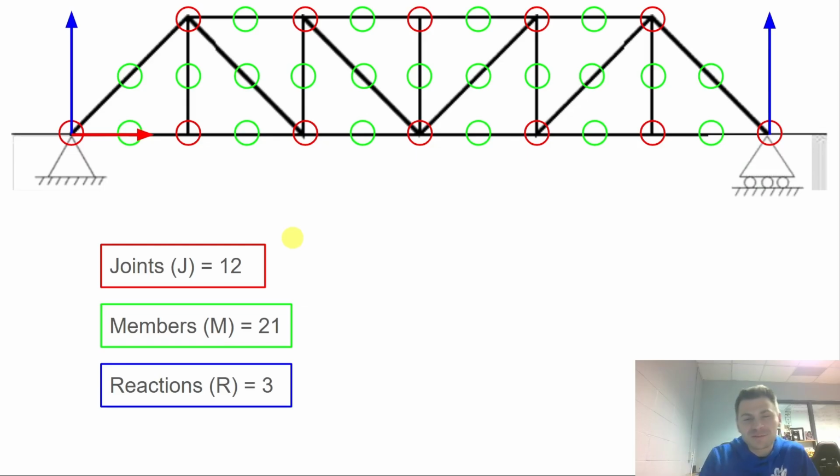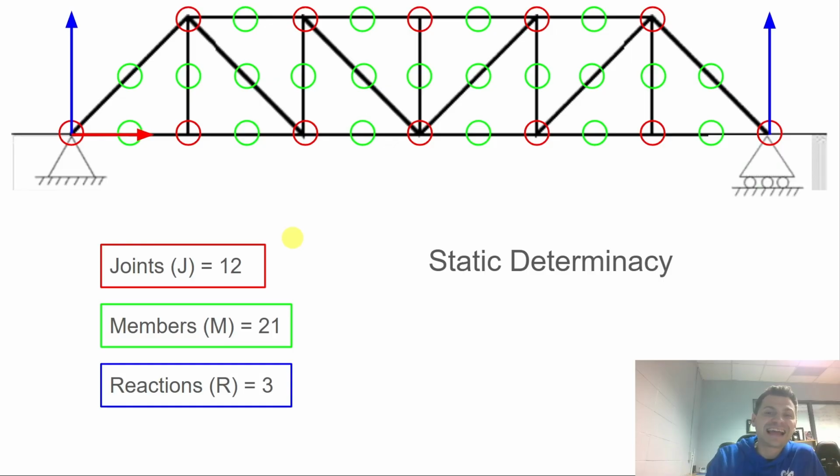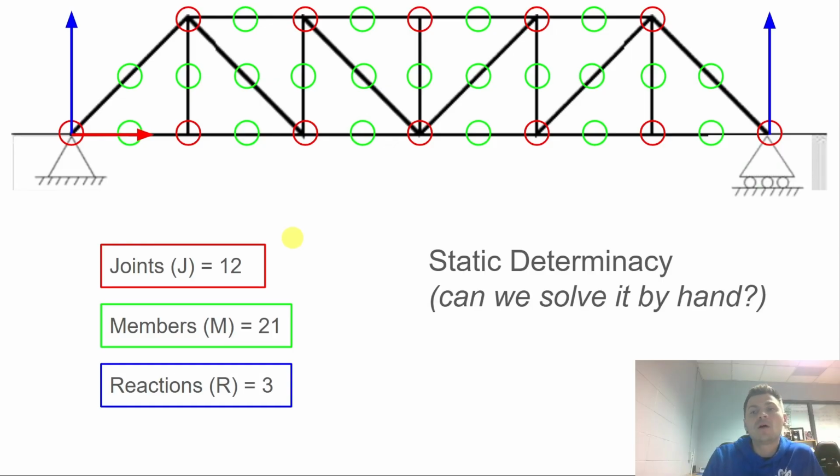Now the reason we do that, the reason we count all this isn't just for fun, though hopefully you're able to count up to 21, but it's to determine something we call static determinacy. What static determinacy means is just a fancy way of saying, can we solve it by hand? Is it possible to do mathematical calculations?